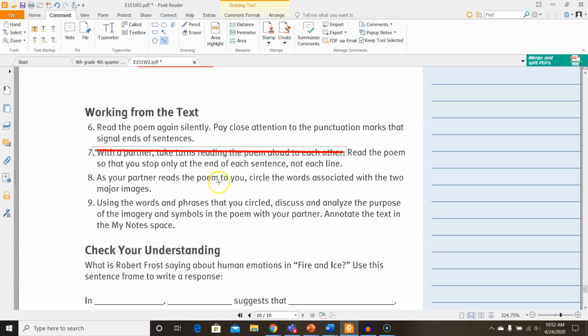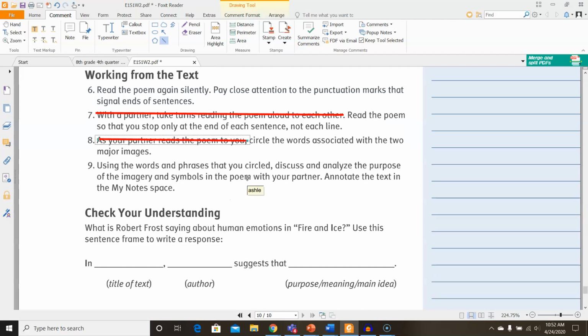So I also want you to circle the words, go back to the poem and circle the words associated with the 2 major images. Then using the words and phrases that you circled, analyze the purpose of the imagery and symbols in the poem, and annotate the text in the My Notes space. So you'll go back and analyze what purpose the author had for using those images and symbols.